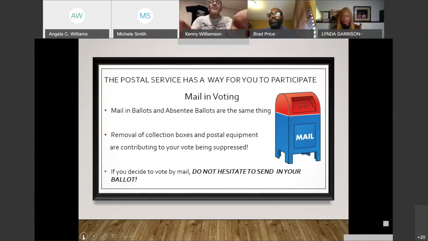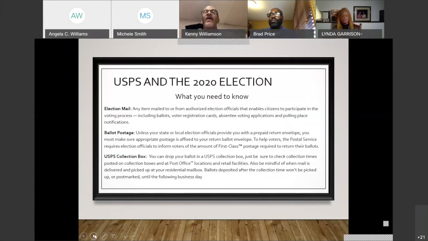And then finally, I just want to share these things with you as we close. As we look at the last slide, the USPS 2020 election, some things you need to know. Election mail: any item mailed to or from authorized election officials that enable citizens to participate in the voting process, including ballots, voter registration cards, absentee applications, and polling place notifications.